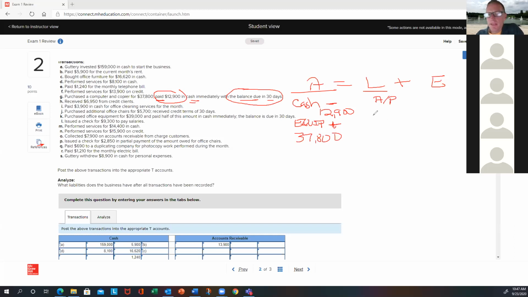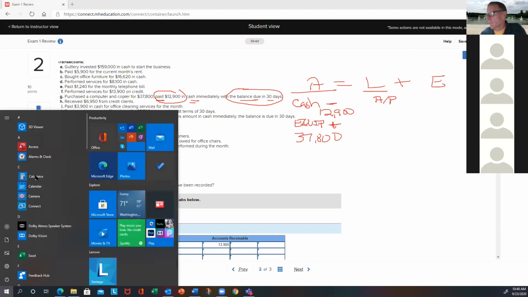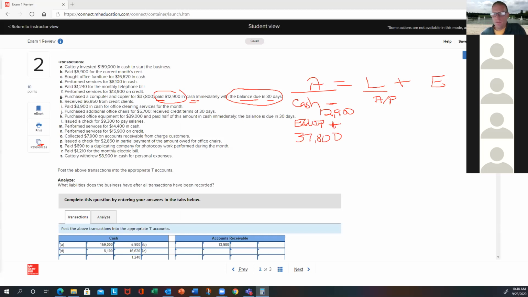And can somebody tell me the amount? What amount would I be putting into accounts payable? Difference of 37,800. So if you just pay 12,900. Right, 12,900. So if you just take 37,800. You said how much? 24. I'm sorry. It should be 24,900.